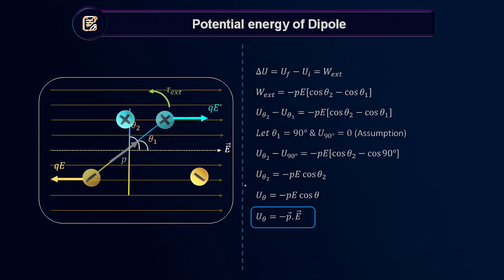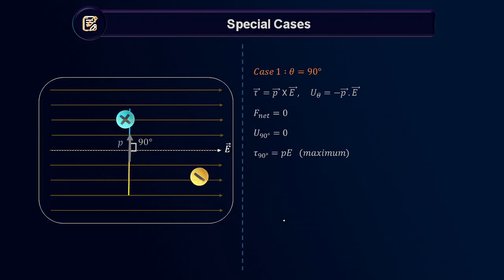Now let us see some special cases. What we have done is U at theta equals minus P dot E. Hope it is clear to everyone. Now let us see a few simple special cases. This is the minus charge. Sorry, I don't know why, when I represent it, it gets changed. So when theta is 90 degrees, the torque is P cross E, and U at theta is minus P dot E. So F net is how much? 0.